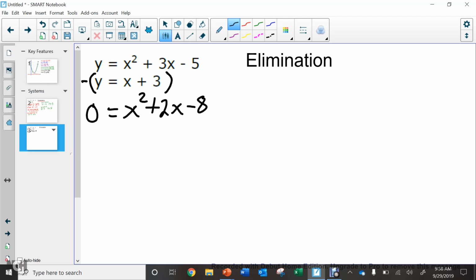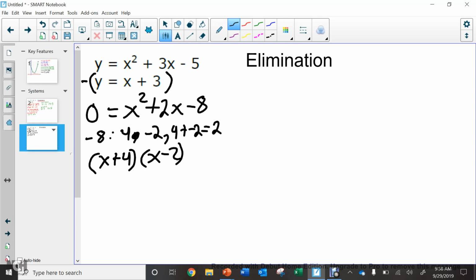And again, now we're back to factoring. So factors of negative 8, well, we saw in the last one, it's positive 4 times negative 2, and when we add them, 4 plus negative 2, we get positive 2. So same factoring, x plus 4, x minus 2. I'm going to switch my 0 to be on the right side. It doesn't matter. Swapping to our answers, x is equal to the opposite of positive 4, which is negative 4, and the opposite of negative 2, which is positive 2.